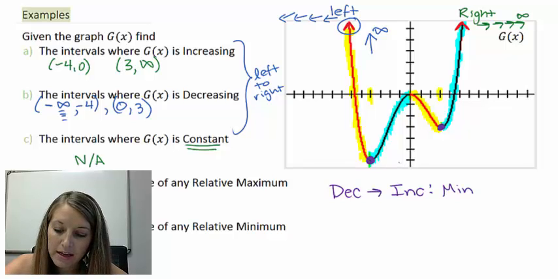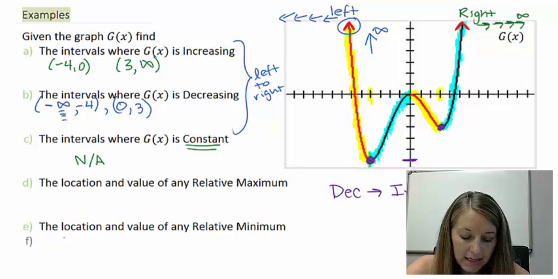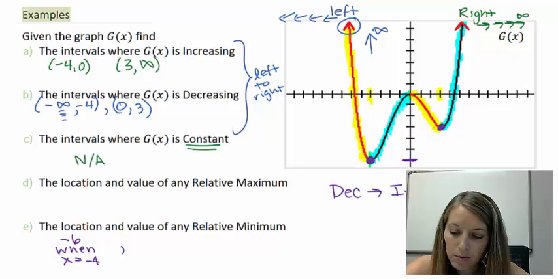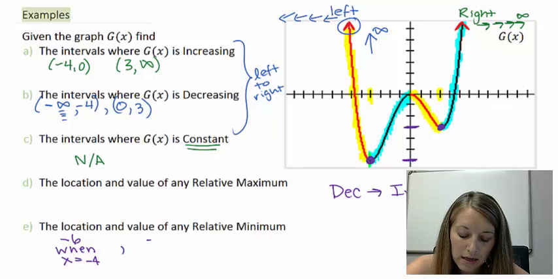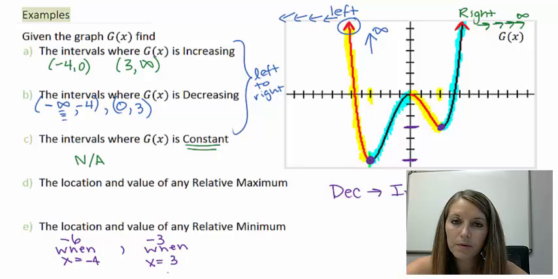The value of that is my y value. So my first minimum is negative 1, 2, 3, 4, 5, 6. So the value of that is negative 6, and the location is my x value, so my x value is my negative 4. The other place where I had a minimum is here. My value is negative 3, and my location is the x value, so when x is equal to 3.